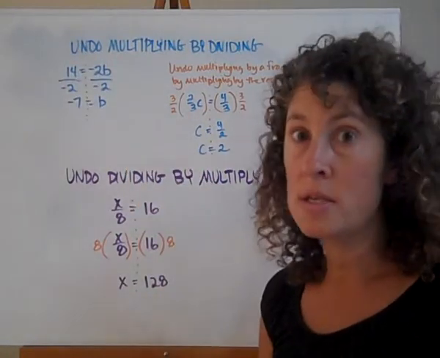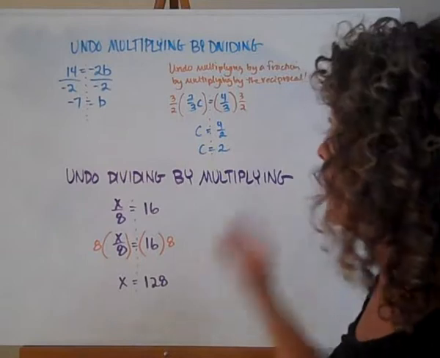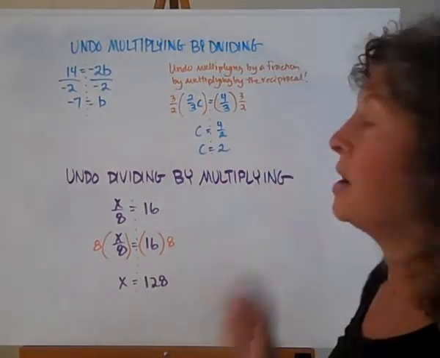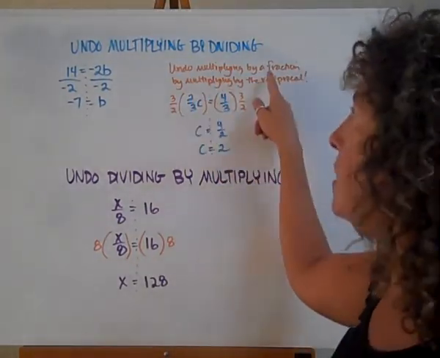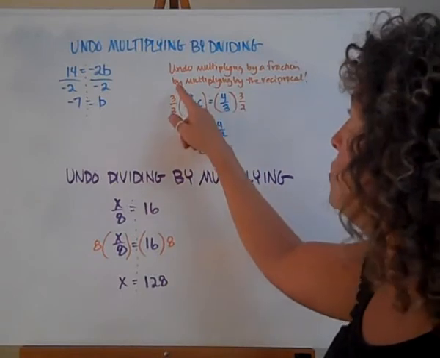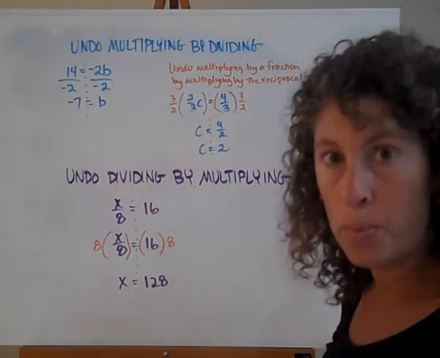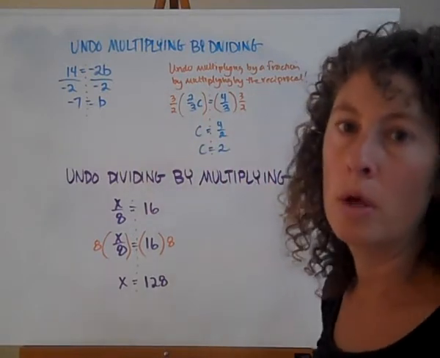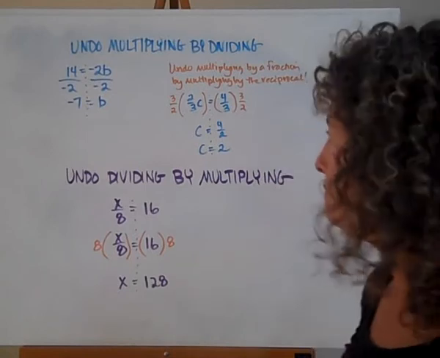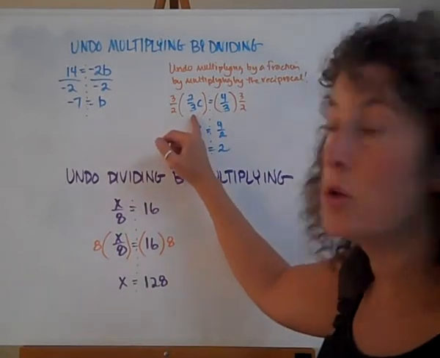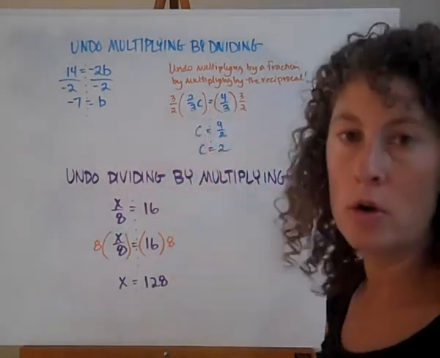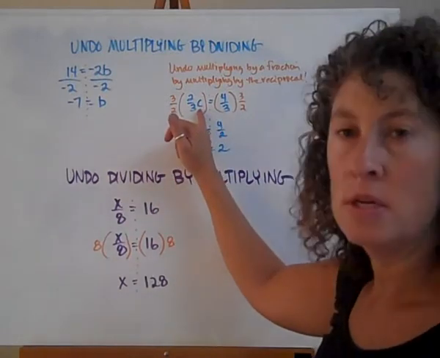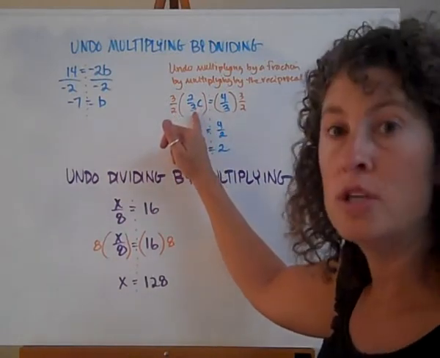Now there's a special case as far as getting rid of multiplying. If you are multiplying by a fraction, to undo multiplying by a fraction, you do that by multiplying by the reciprocal. We talked about the reciprocal when we were working with fraction operations. So let's say I have 2/3 c equals 4/3. So I notice my variable is here on the left. It's being multiplied by 2/3.